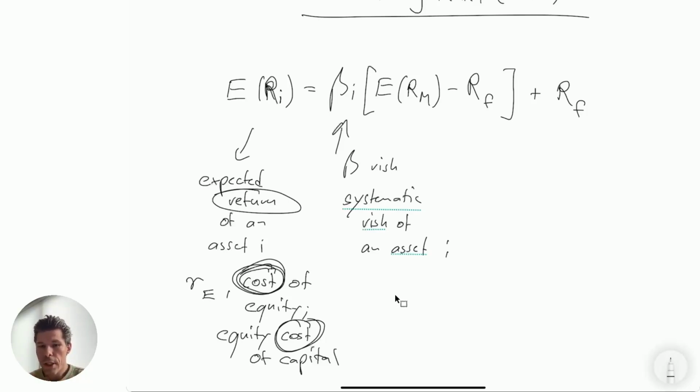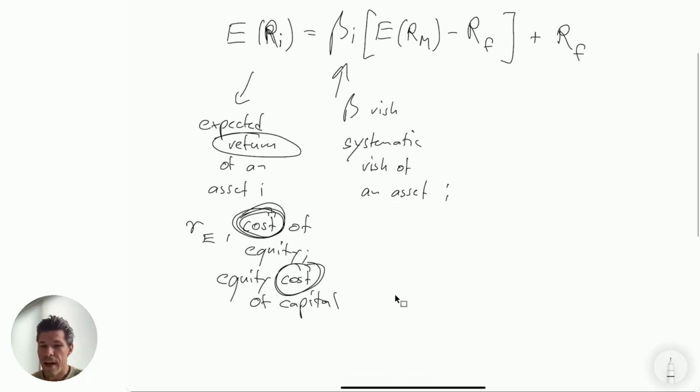The exposure of this company to systematic risk, the exposure of this company to natural disasters, geopolitical issues, inflation, interest rates, COVID-19. We are not concerned about risks that relate to firm-specific risks like change of CEO, production issue, because we assume this can be diversified. So this is our systematic risk of an asset.